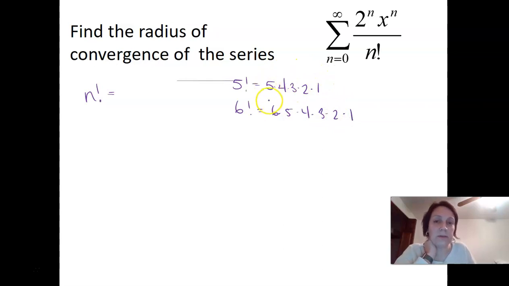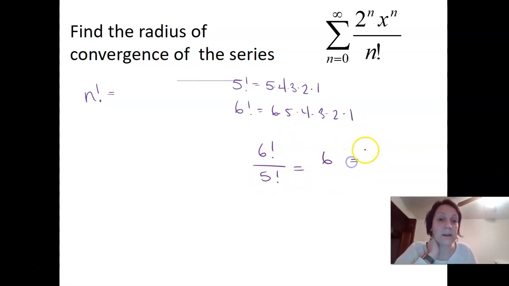And we did a little bit of simplifying with this when we did Taylor polynomials. Like if I have a 6 factorial divided by a 5 factorial, that simplifies to 6, right? Because this is 6 times 5 times 4 times 3 times 2 times 1, and this is 5 times 4 times 3 times 2 times 1. So you could really think of this as 6 times 5 factorial on top, and then a 5 factorial on the bottom, and those cancel.